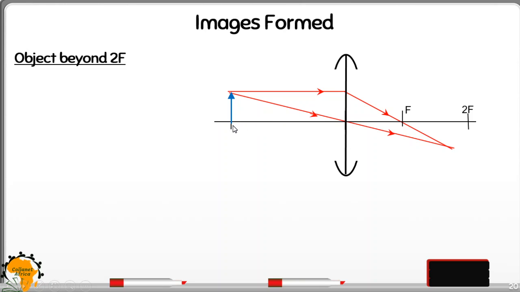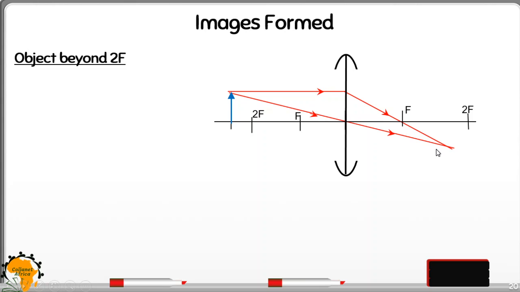So this is our case here. The F is here, twice F is here. So we have the object here. We have said that for us to locate the image, we need 2 or 3 rays. We are just going to use 2 rays. We have the first ray that is parallel and close to the principal axis, as you can see, and it's coming from the tip of the object. That ray after refraction passes through F. Then we have a ray that is coming from the tip of the object and passing through the optical center.